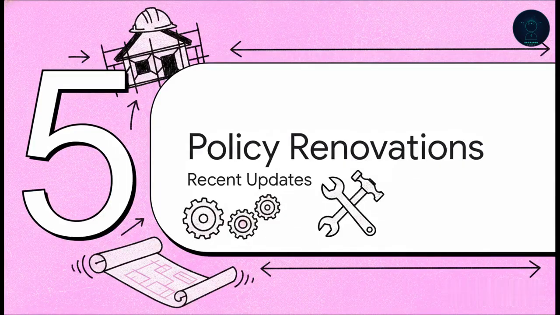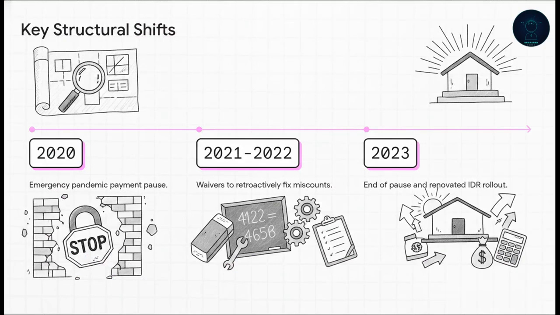Part 5. Recent policy renovations. Acting purely as neutral building inspectors here, we can map out the chronological updates to the system over just the last few years. Back in 2020, we saw an unprecedented system-wide payment pause, which essentially put the entire structure into a state of suspended animation. By 2021 and 2022, the government recognized those historical administrative failures we just talked about, and they implemented temporary waivers to retroactively fix miscounted payments.